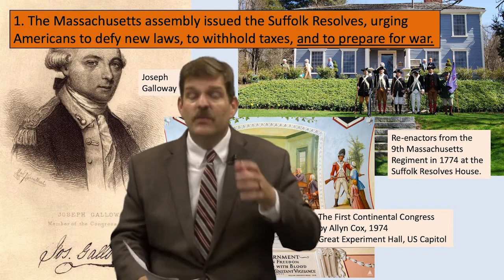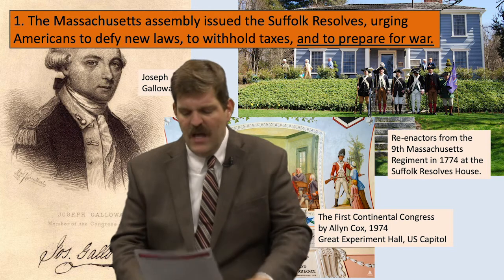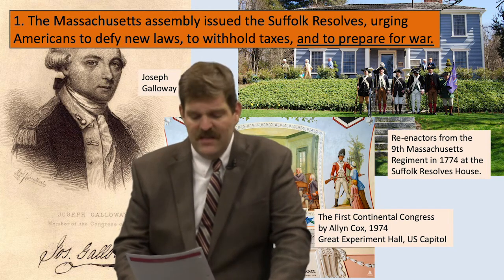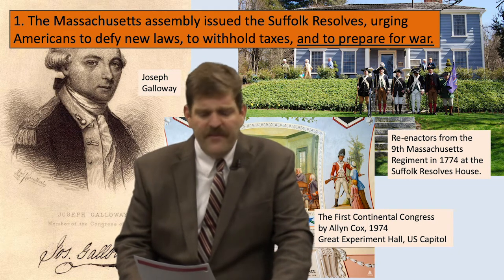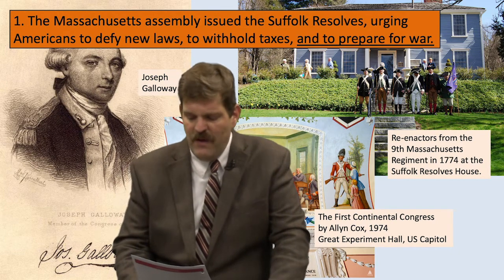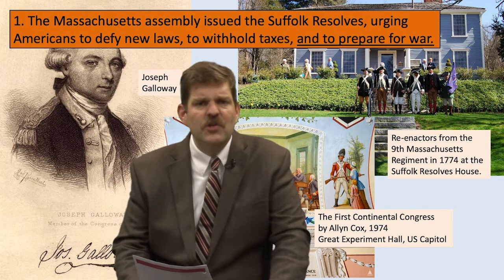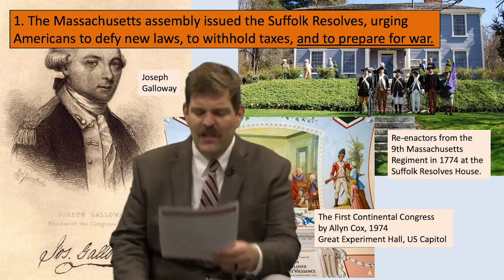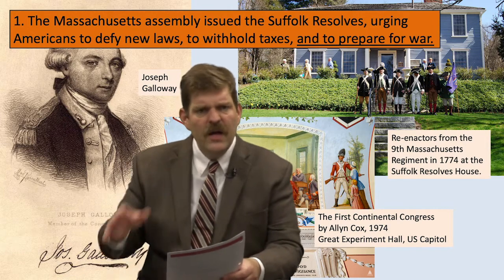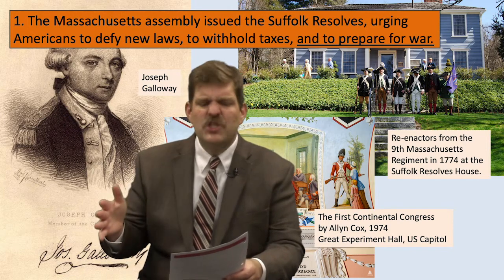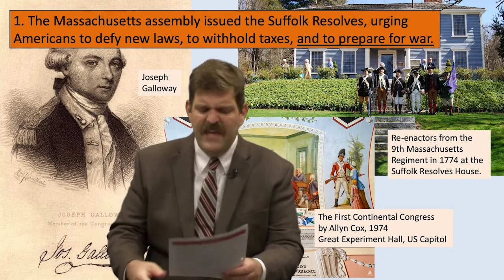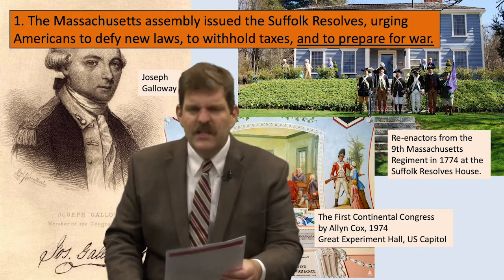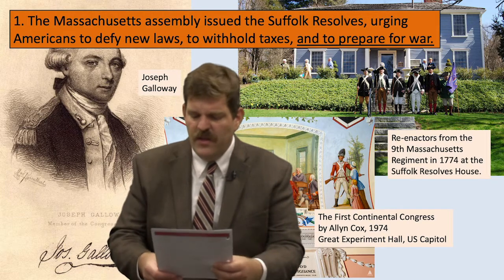To coordinate resistance against the Intolerable Acts, a Continental Congress was convened in Philadelphia in 1774. Delegates from 12 of the 13 colonies met to address a set of controversial and divisive issues. A Pennsylvanian known as Joseph Galloway proposed that America should have a President General appointed by the King and a national legislative council selected by all of the various colonial assemblies.